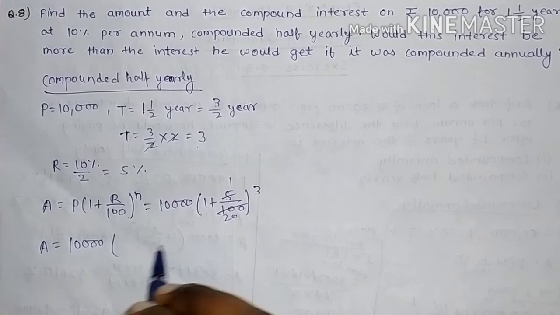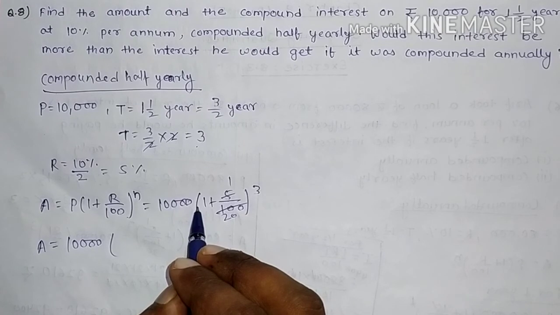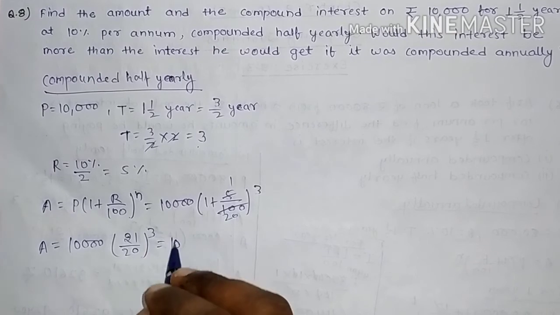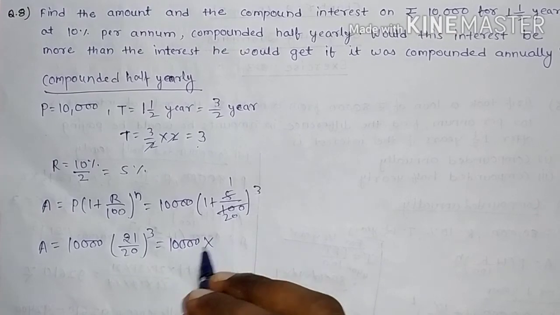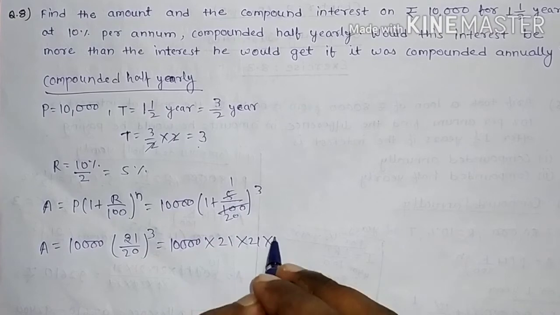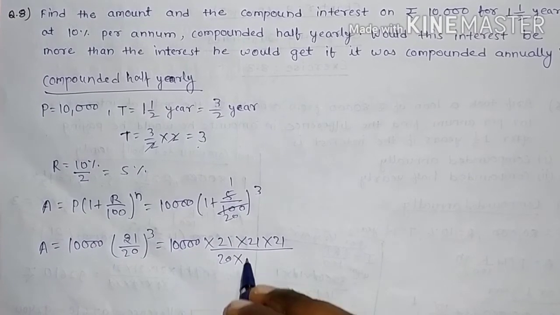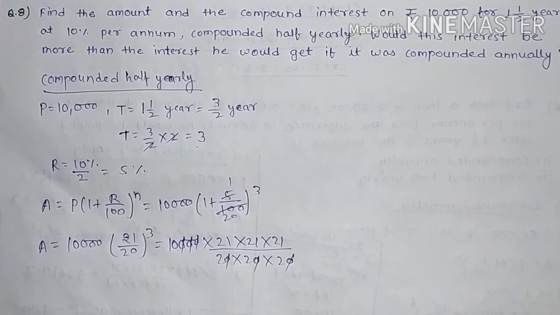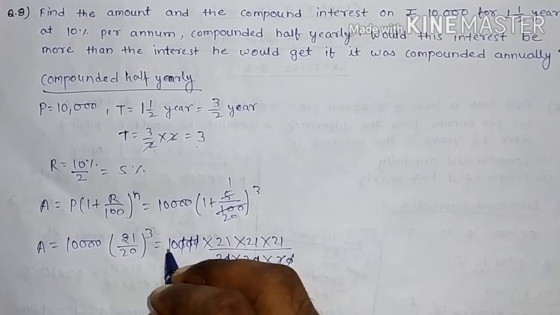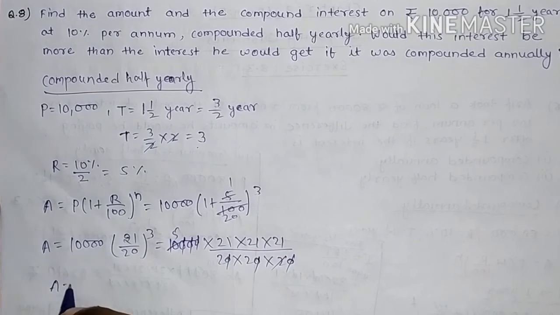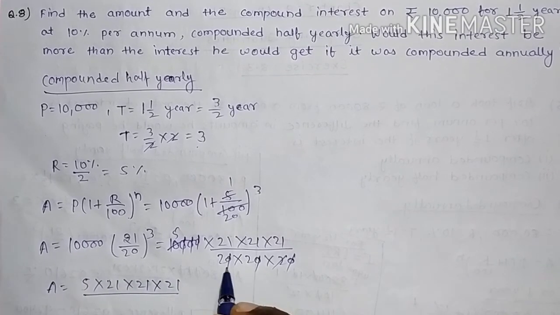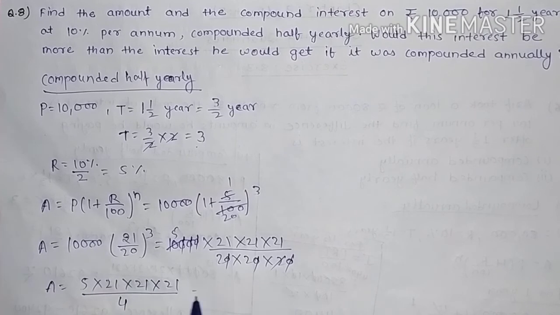10,000 (20 plus 1, that is 21 upon 20) to the power 3. Now this is 10,000 into 21 into 21 into 21 divided by 20 into 20 into 20. Now 0 0 0, 3 zeros are cancelled out, 2 5 are 10. Now amount equals to 5 into 21 into 21 into 21 divided by 2 2 2, that is 4. Now just simplify it.